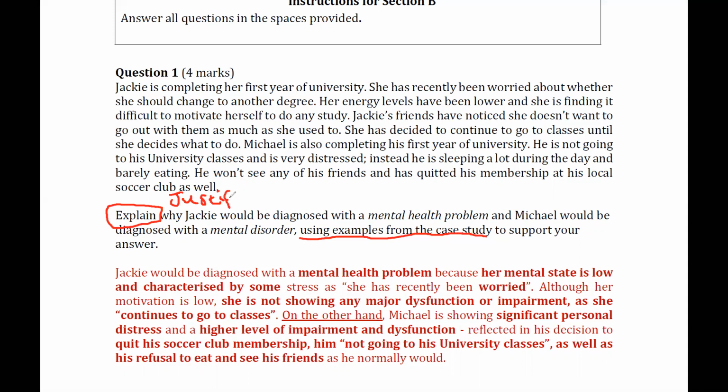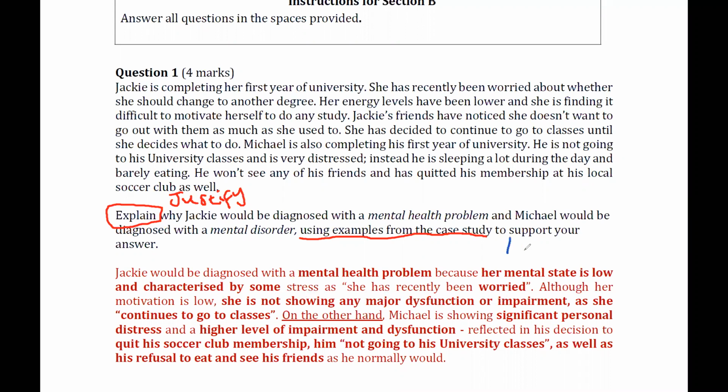Using the information from the scenario and your knowledge of the definitions of mental health problem and mental disorder that you've learned, this is how we might go about it. I've written, Jackie would be diagnosed with a mental health problem because her mental state is low and she's experiencing some stress because she's recently been worried. I've just quoted that from the scenario. Although her motivation is low, the reason that she's not having a mental disorder is because she's not showing any major dysfunction or impairment.